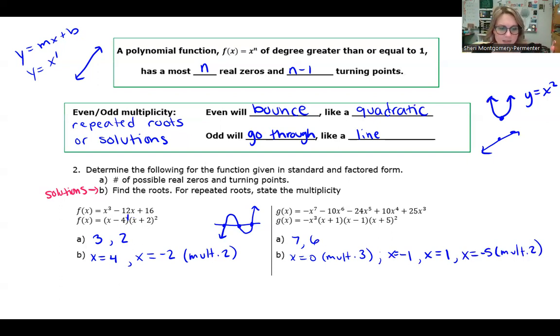So you could list it as, for A, this is the degree, and this is the turns. And for the bottom, you just set each factor equal to 0. And then I only have to make a note of it if it has an exponent other than 1. When it has an exponent of 1, you just write it. Only if it has an exponent of something other than 1, you write down how many times it's happening, and we call that a multiplicity.